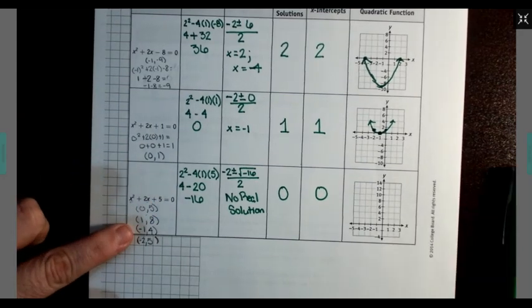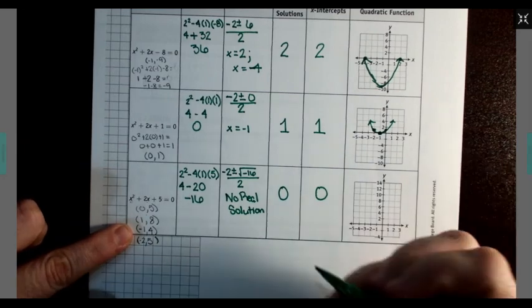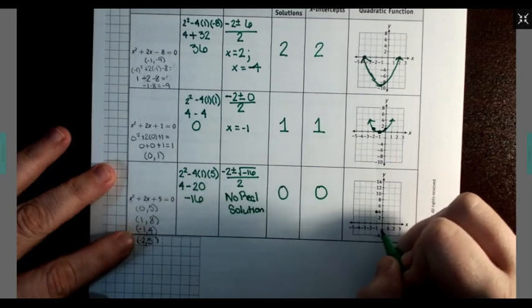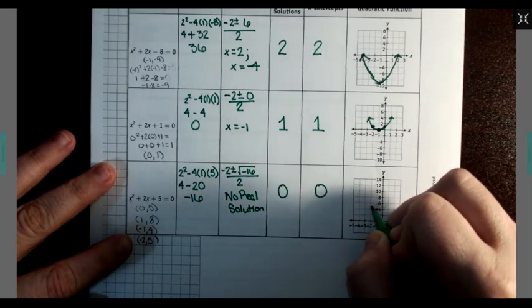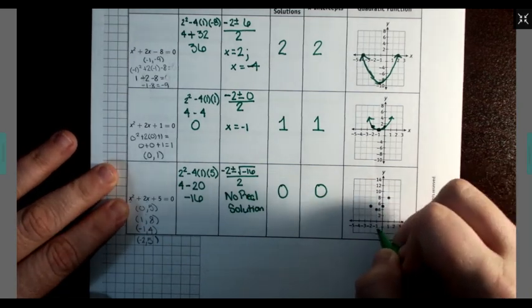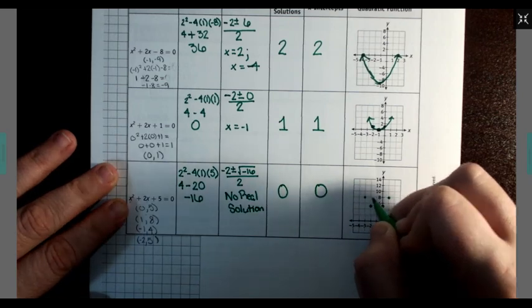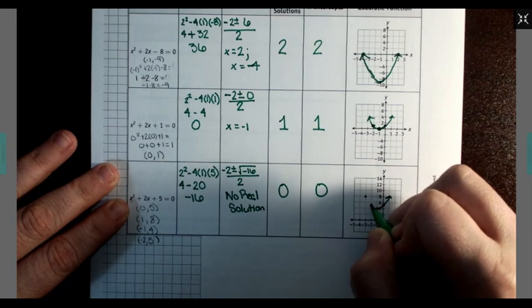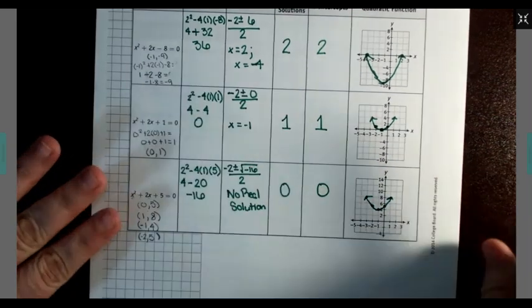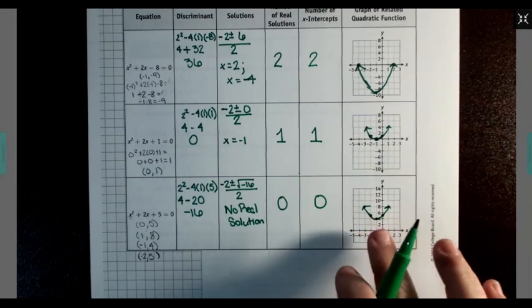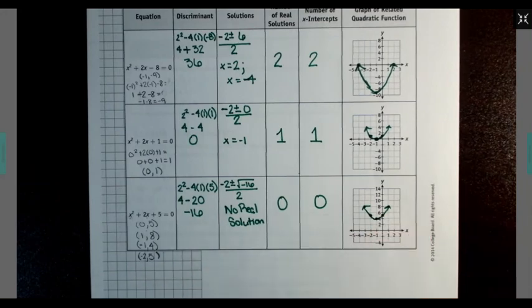Okay, so here's my minimum, because I've got negative 1, comma 4. I've got negative 2, comma 5. I've got 0, comma 5. And then we also had 1, 8. So that means there was probably a negative 3, 8 if I'd have continued the pattern out. So it looks like such. So notice that this has no x-intercepts. It never even touches the x-axis.